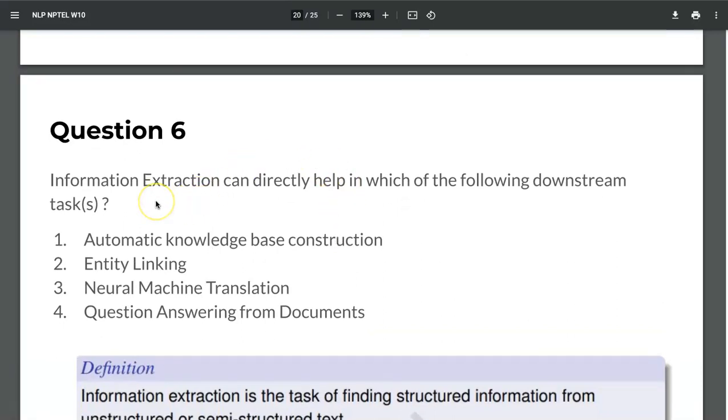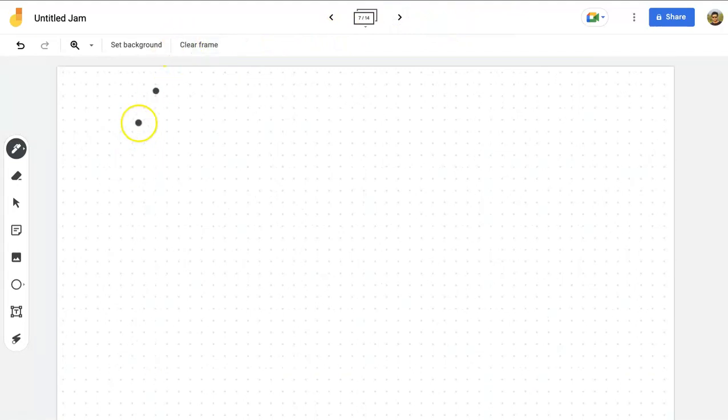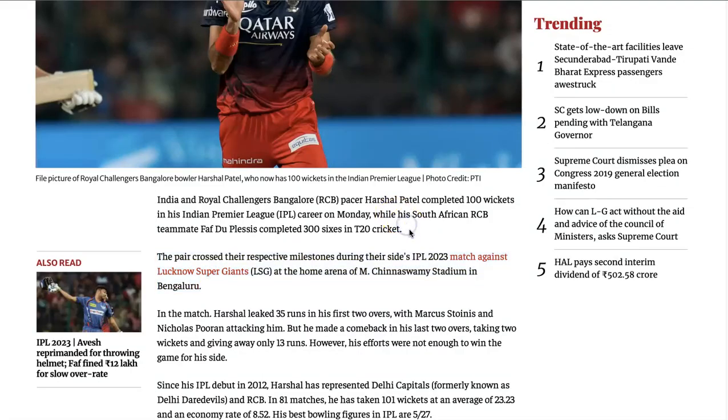Yeah, so if you just remember what is information extraction. In this question: information extraction can directly help in which of the following downstream tasks? Basically, if you remember, given an unstructured text, we want to extract information out of it. So what is information extraction for? Suppose let's take this paragraph only.